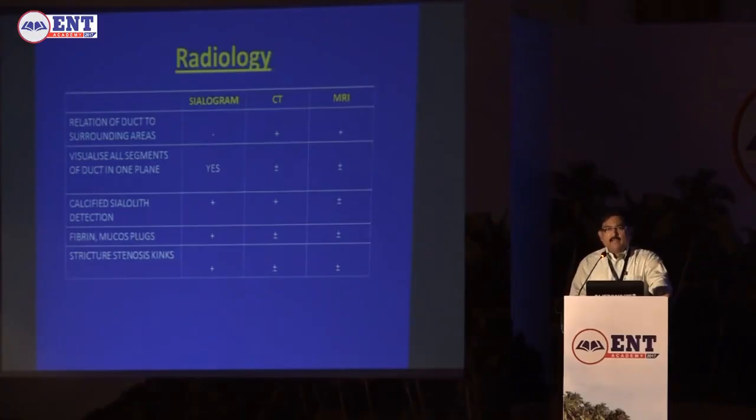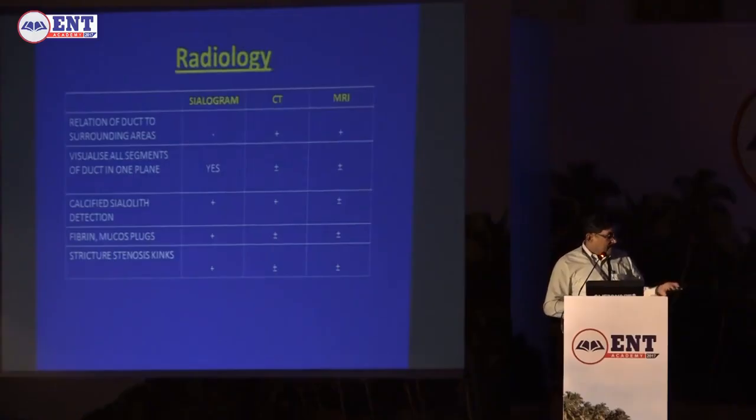You can do many types of investigations. This is one investigation which I have included to say not to do, that is sialogram. It's a very good old investigation where you put a dye into the duct and see where all it goes. But this leads to some problems, especially in the ostium, and it can prevent you from doing a good scopy later. So avoid this sialogram.